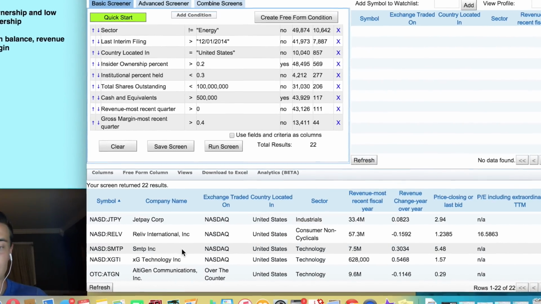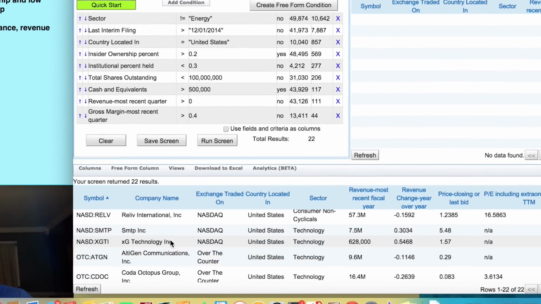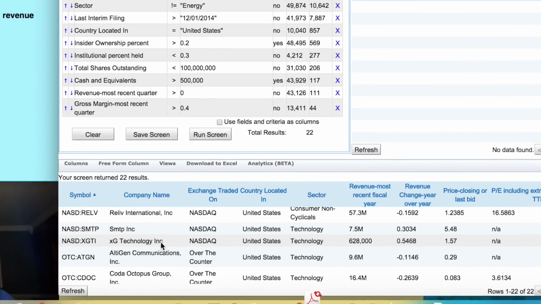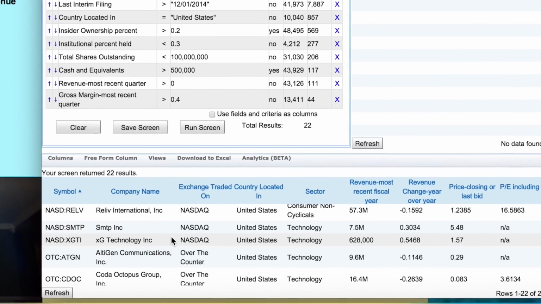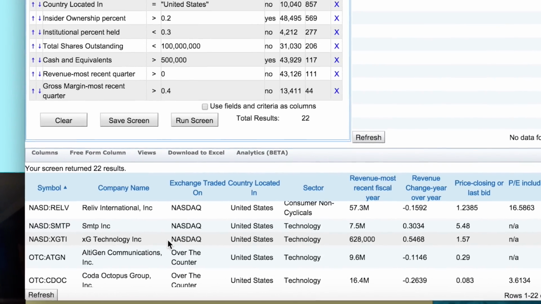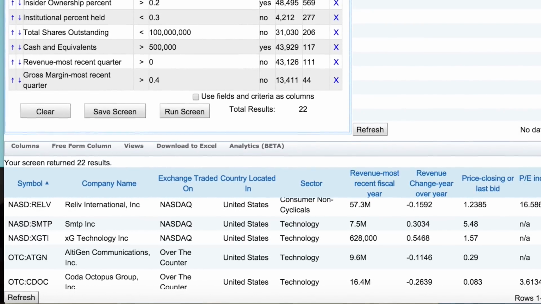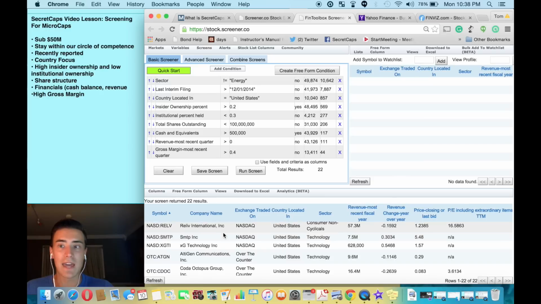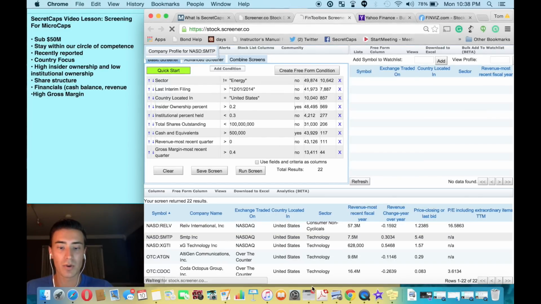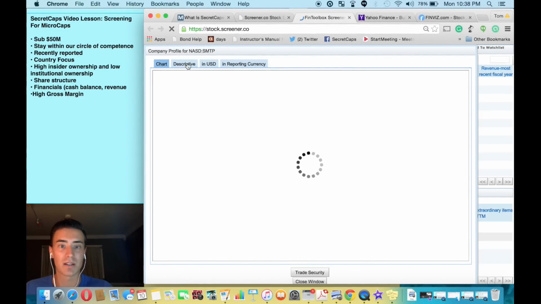SMTP Inc., there it is. So this is interesting, right next to each other, SMTP and XGTI. XGTI, I wrote a Seeking Alpha Pro article on, one of my only short articles that worked out well a few years ago. The point is that we can click it, view a profile, for example, SMTP Inc.